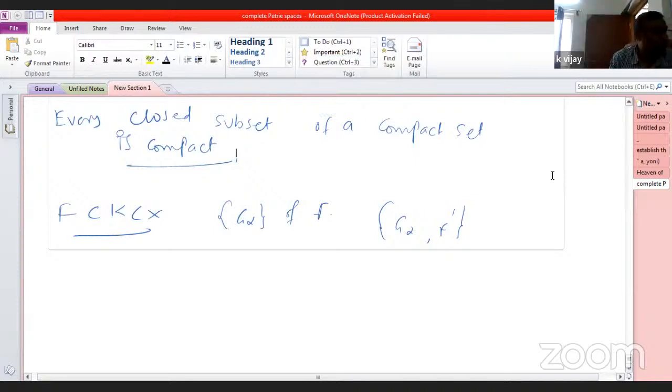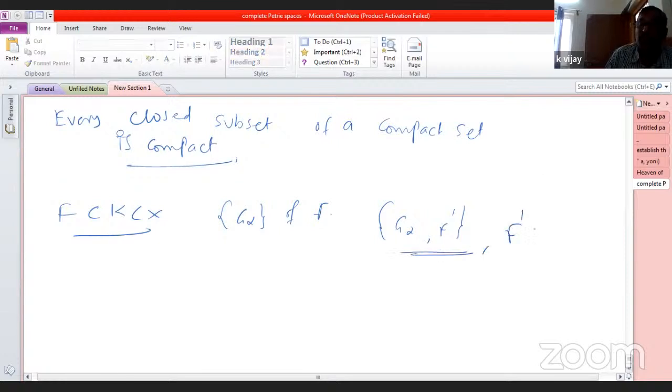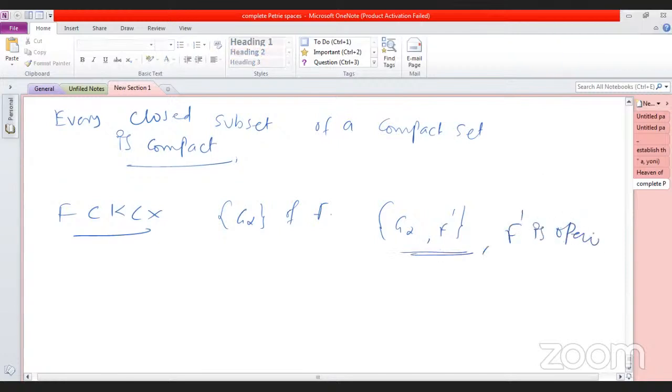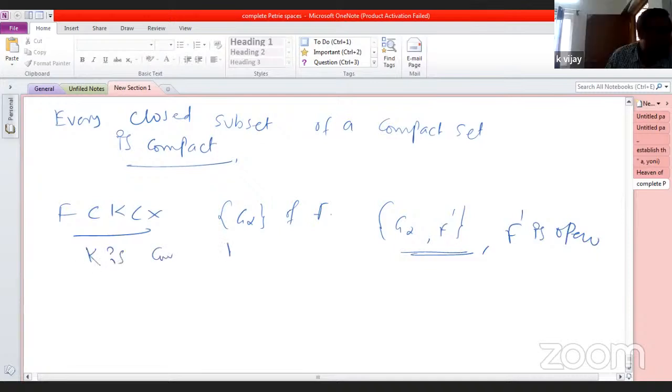So G alpha, F dash is an open cover of F. So note, G alpha, F dash: is it an open cover or a closed cover? Is F dash open or not? When we say G alpha, F dash, is F dash open or closed? Open. Open sir. K is a subset of G alpha 1 union G alpha 2 union and so on G alpha n union F dash. You are taking here a finite number of alpha 1, alpha 2 and alpha n.